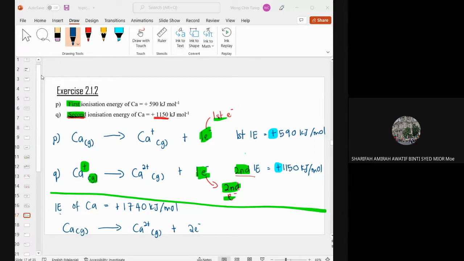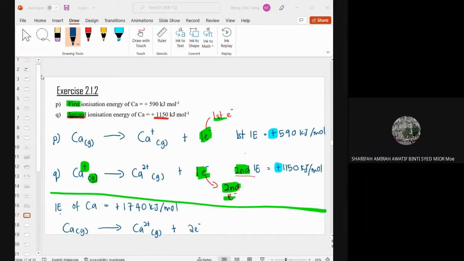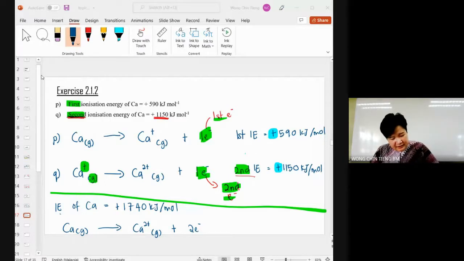Sebab reaktan dia lagi stable. Syarifah, sekali lagi Syarifah. Sebab dia punya reaktan tu lagi stable. Sebab reactant dia lagi stable. Tak salah. Slightly different. Alright, about ionization energy slightly different.